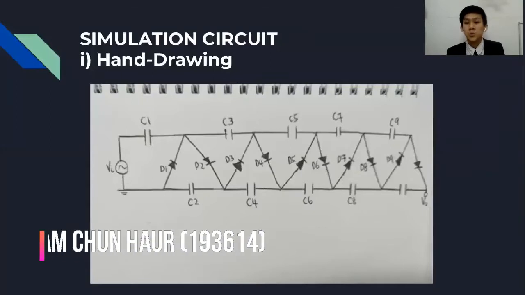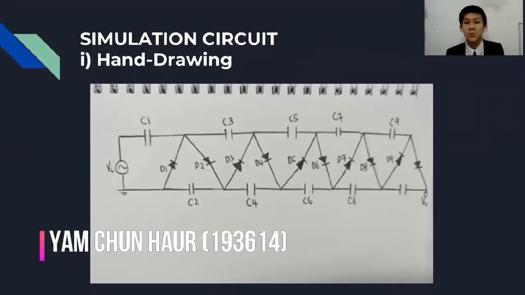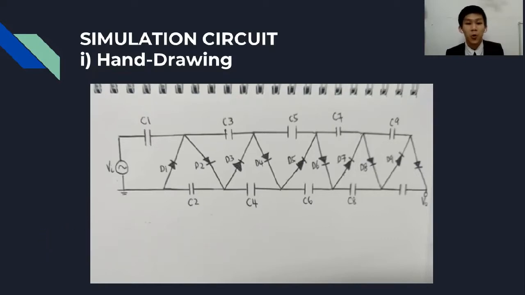Okay, so basically my part is to explain about the simulation circuit. This is a hand draw of a 5-stage multiplier circuit. The components we have consist of the capacitors and the diodes. These are the apparatus that we use frequently, like the diode. We need to know whether it's a forward bias or reverse bias. There are a total of 10 diodes and also 10 capacitors.